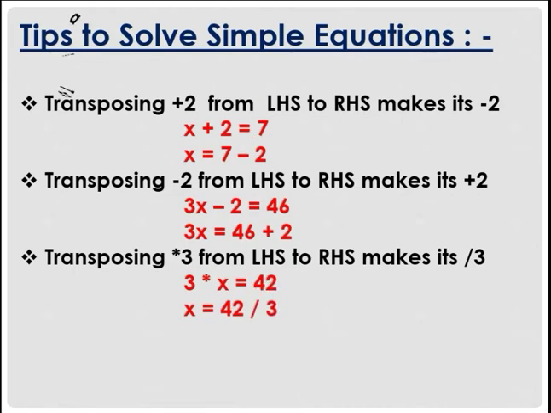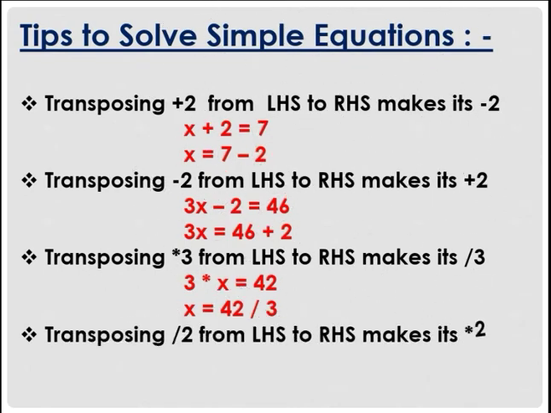Fourth, transposing divide 2 from LHS to RHS makes it multiplication 2. x divide 2 is equal to 6. Now, when we shift divide 2 from LHS to RHS, it becomes the multiplication form. So, x is equal to 6 multiply 2.